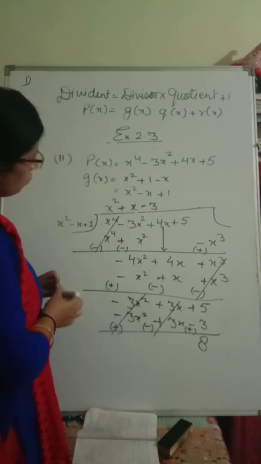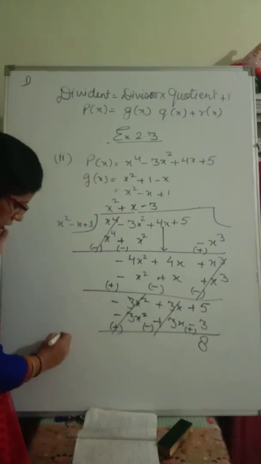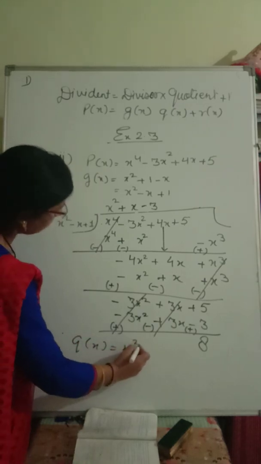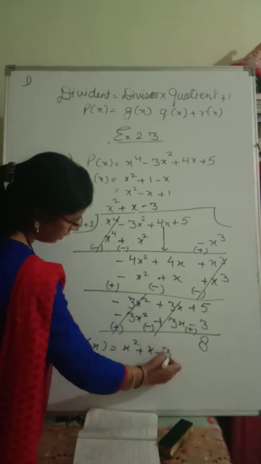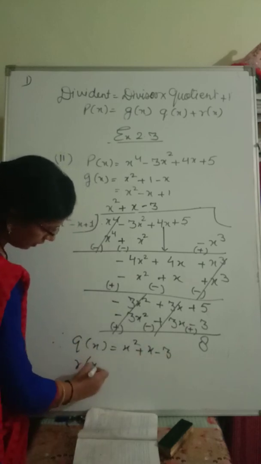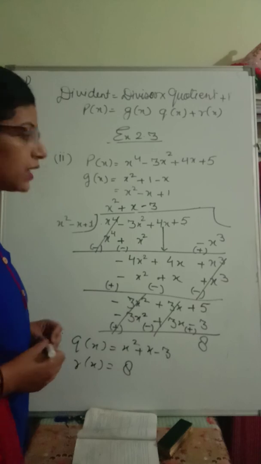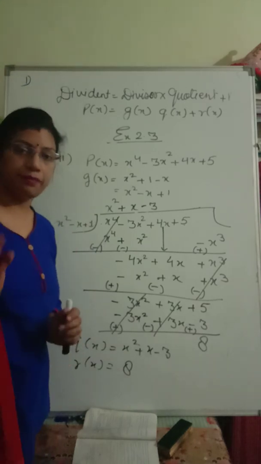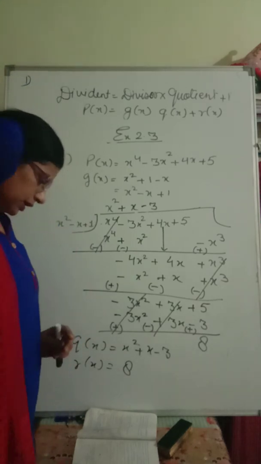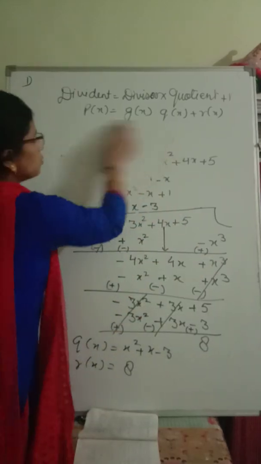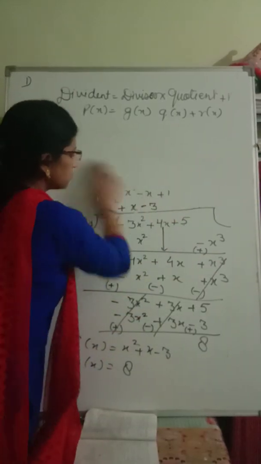Okay. So what is our quotient? Therefore, our quotient is x square plus x minus 3 and our remainder is 8. Clear? Like this, you have to do the third part yourself. Okay. Now come to our second question. Let us go to the second question.